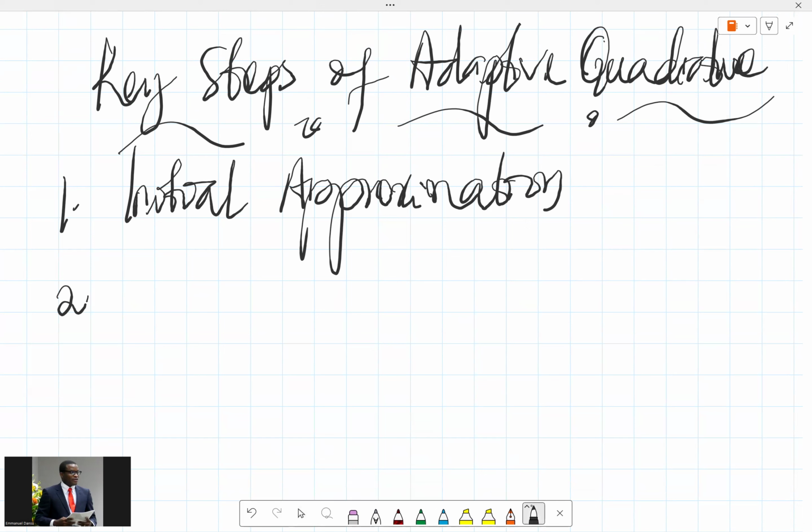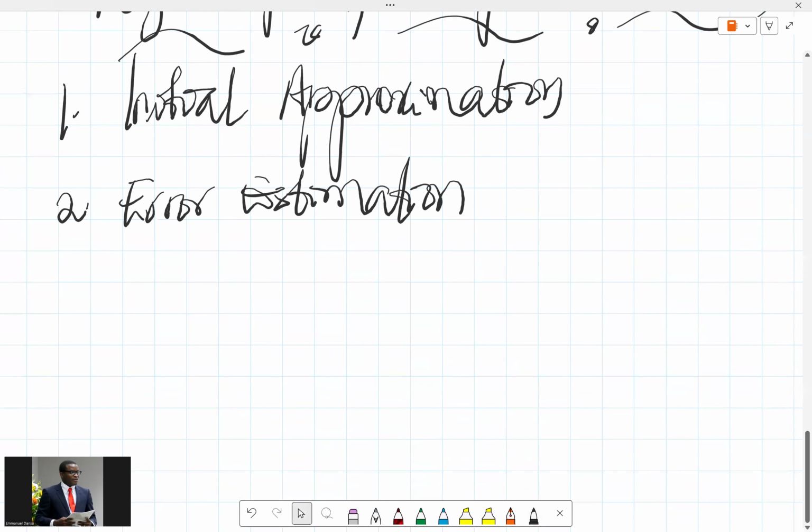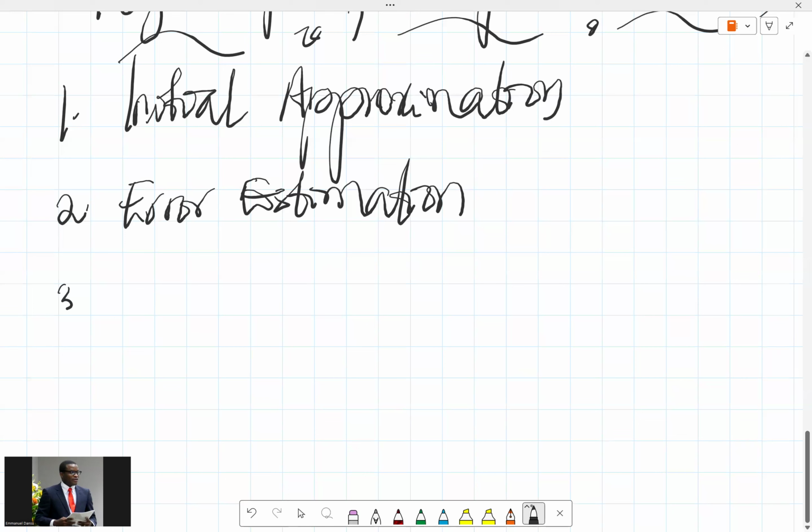And the second step is the error estimation. Here you estimate the error of the approximation by comparing the results of the coarse and refined calculations. Then step 3, the refinement. Adaptive quadrature requires refinement. If the error estimate is larger than a predefined tolerance, you split the subinterval further and recompute the integral for each new subinterval.